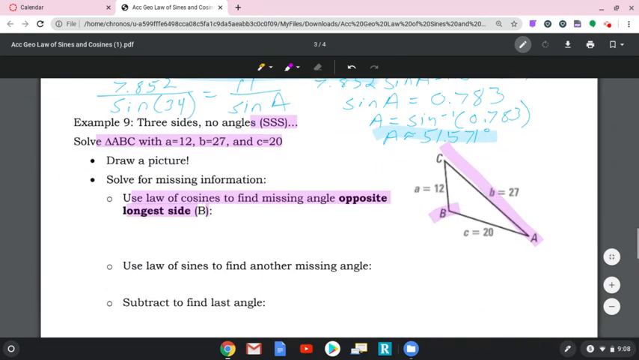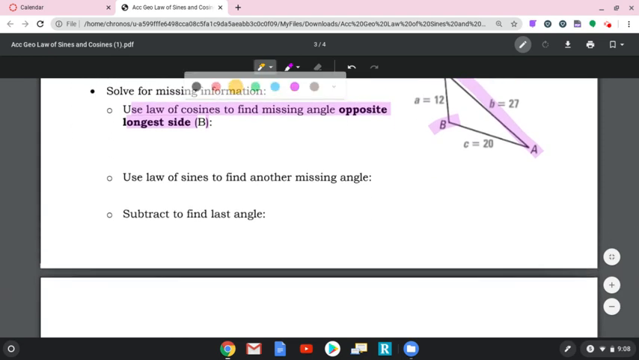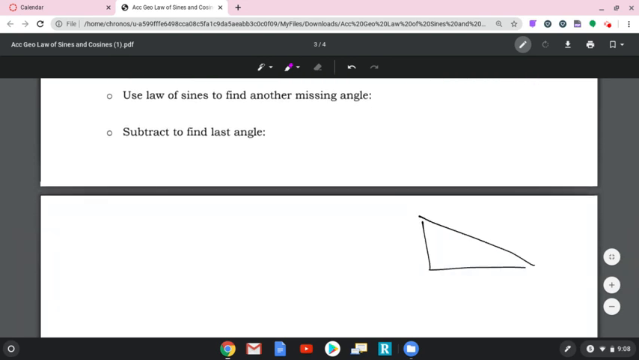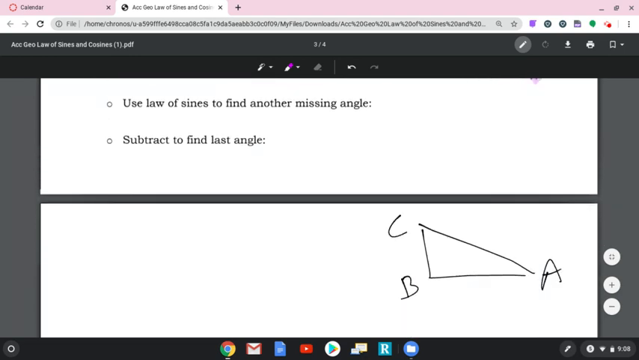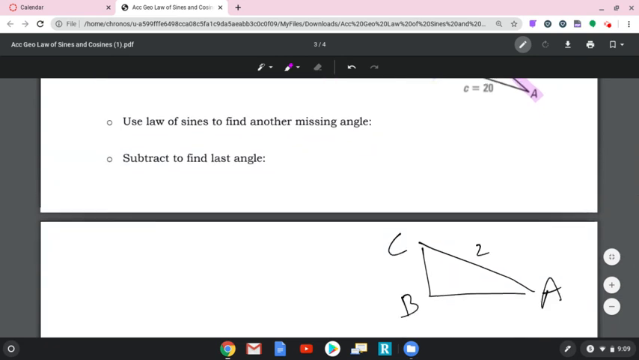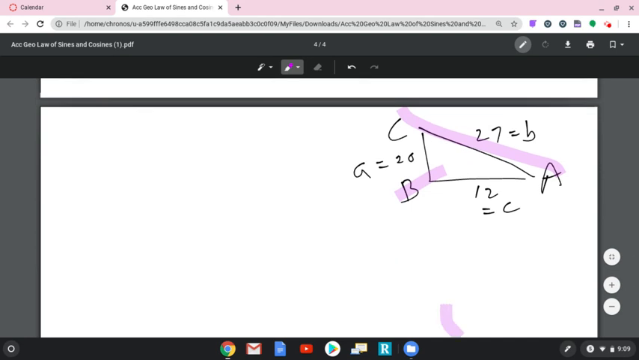So guys, I'm going to go down here and make my life a little easier, give myself a little more space, and just redraw this triangle. So I have this triangle with sides 27, 20, and 12, and we knew these were B, A, and C. Again, we're going to find the angle opposite the longest side. So we're finding angle B.